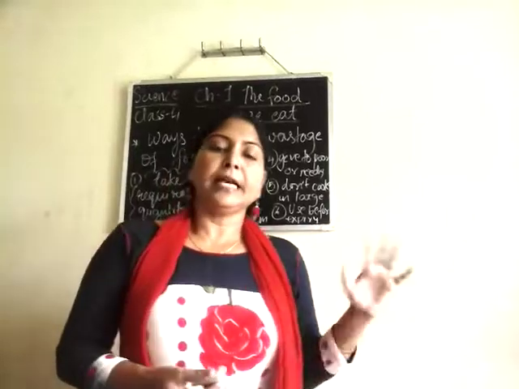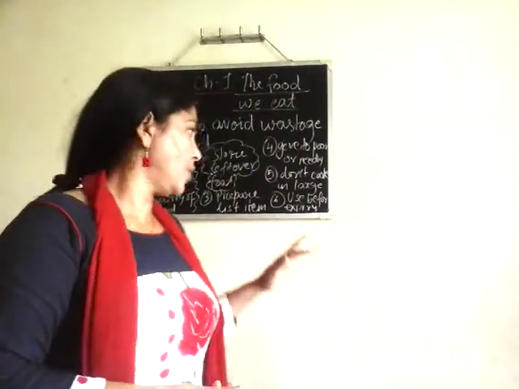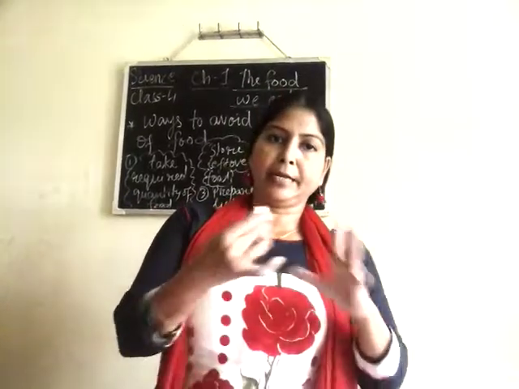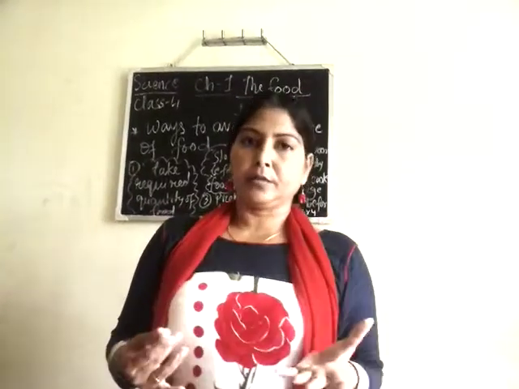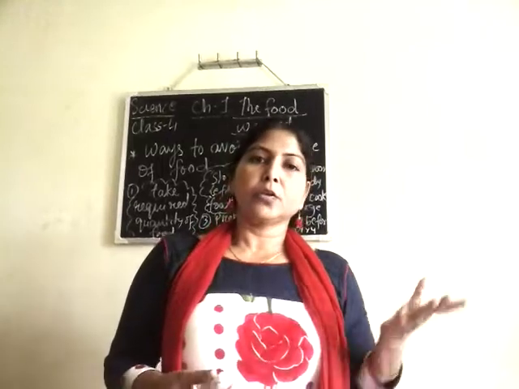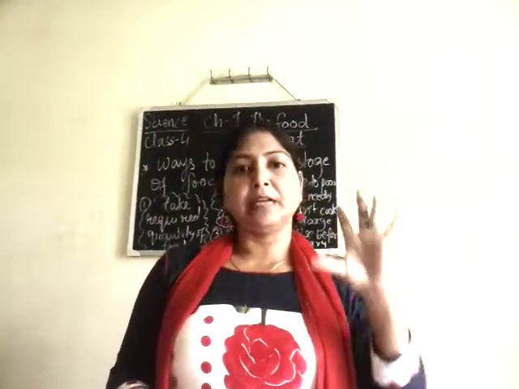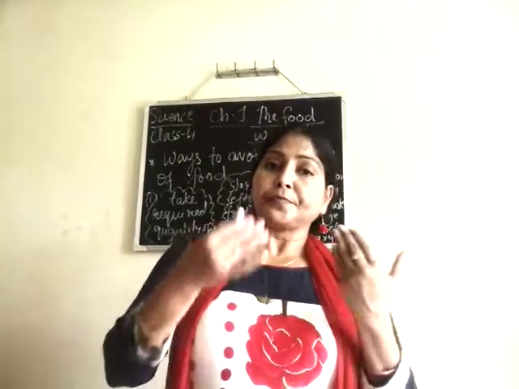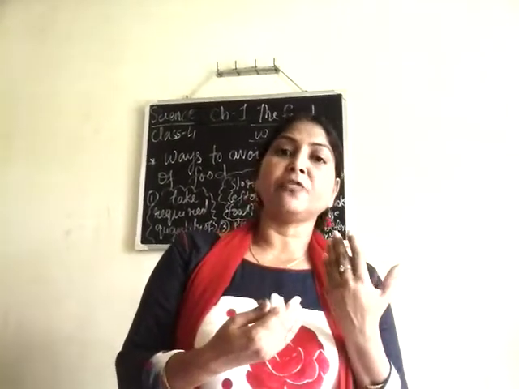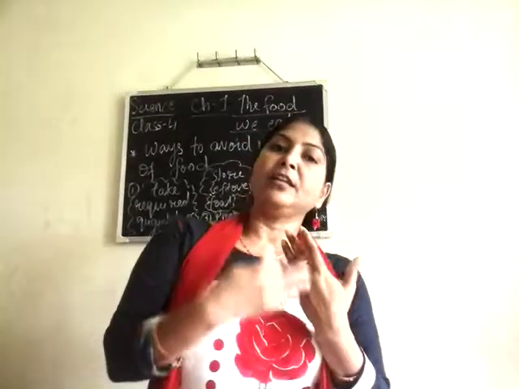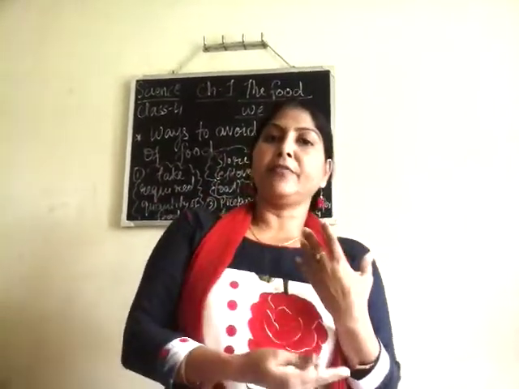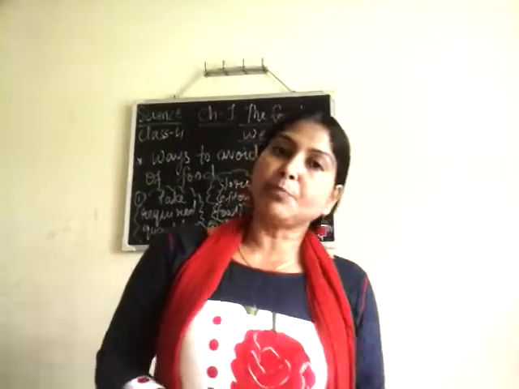Okay, then the last point is what? Whenever you have bought any food item, any edible product, you must have seen on the back side of the wrapper that there is a manufacturing date. Manufacturing date means the date when the food item was prepared. And there will be one more date, which is the expiry date.